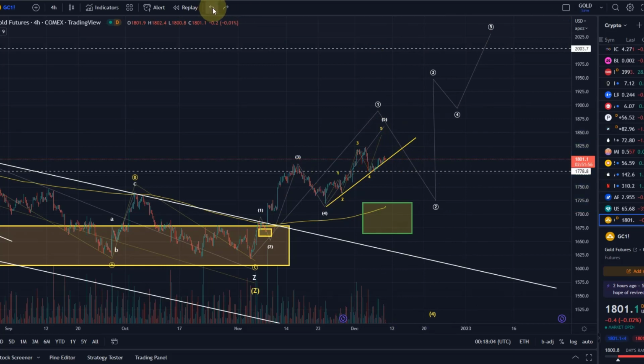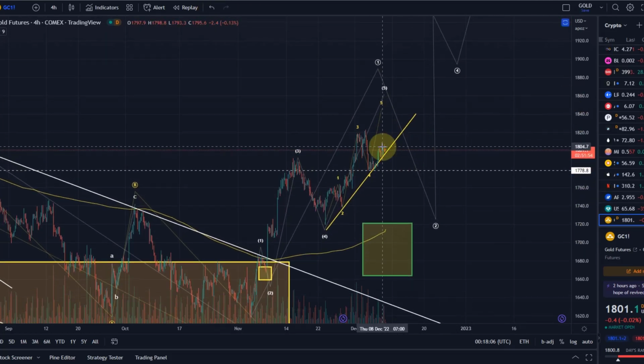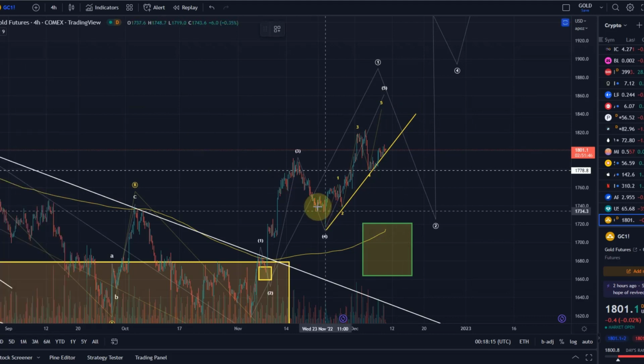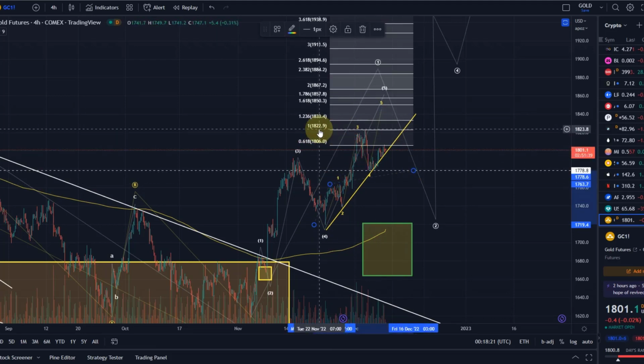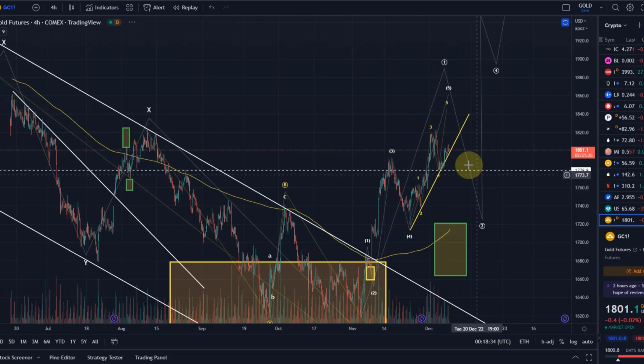This scenario now needs further upside, and as long as we're holding above this ascending trend line, that all would be fine. The target of the fifth wave would be, I would argue ideally, 1850. That's the 1.618 extension of the wave 1 here. It is one possible way of how to calculate such a target.